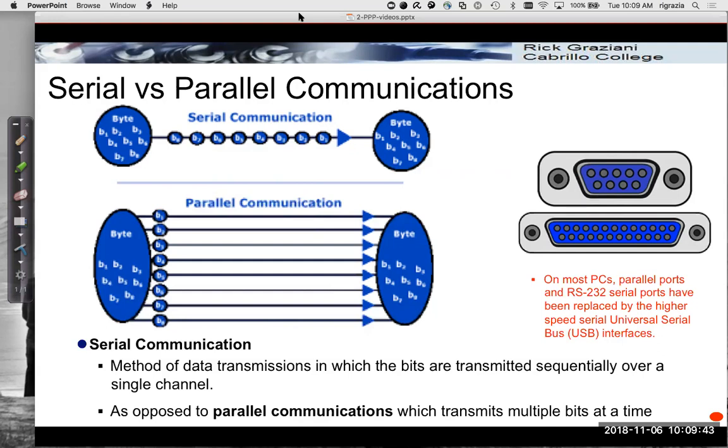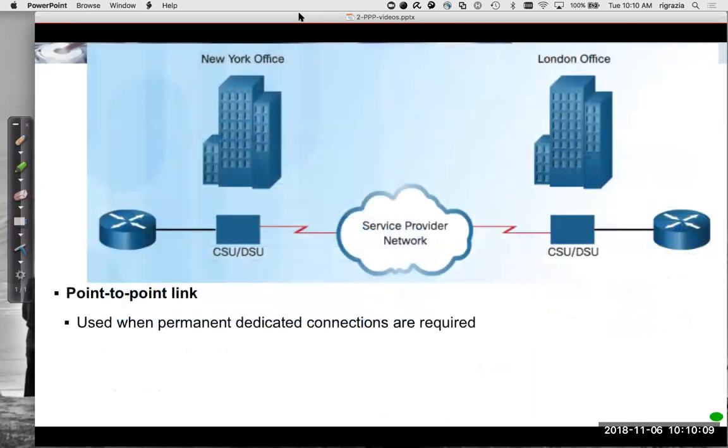But that's parallel communications because of synchronization issues and some other things, and also expense as well. We use serial links over longer distances for our leased line serial link connections. But anyway, serial ports and parallel ports on the PCs have pretty much been replaced now by USB interfaces.